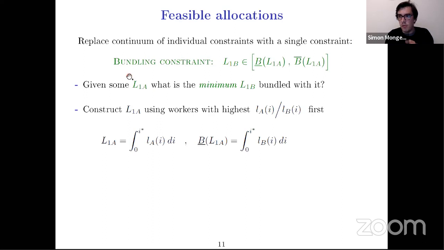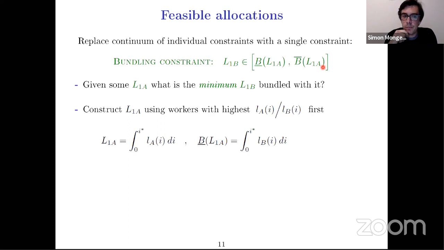So consider some aggregate allocation of skill A to occupation one, right? If I construct that allocation of skill A to occupation one, I know that the workers that constitute that allocation come bundled along with a bunch of skill B, right? What this constraint gives is what is the minimum amount of skill B that can be bundled along with this measure of skill A? And what's the maximum amount of skill B that can be bundled along with this allocation of skill A? Okay.